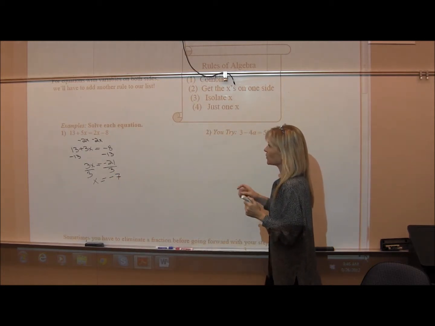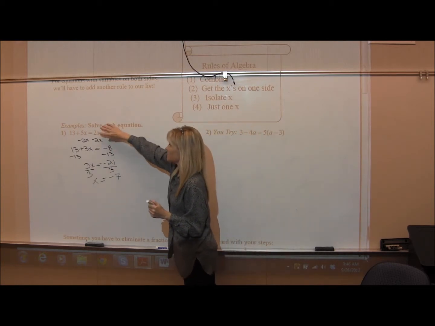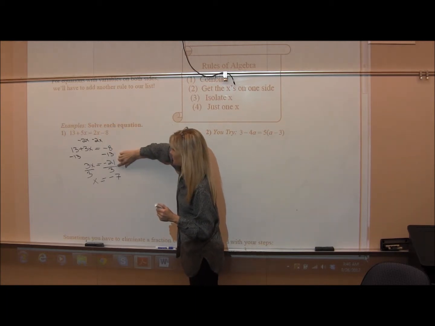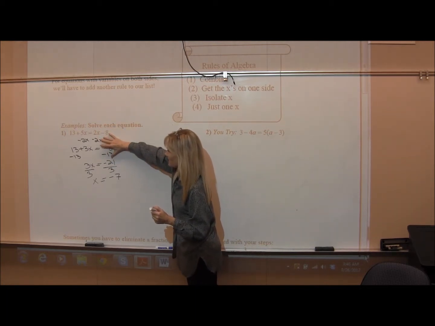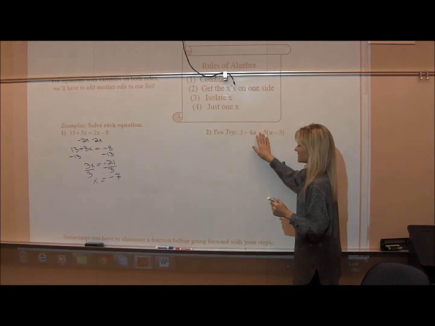And then often on your homework it will also say check each solution. So you'll plug your negative 7 back into the original equation. Don't do it into one of your transformed equations because you might have made a mistake somewhere up here. You've got to do it into the original equation. Okay, you try this one.